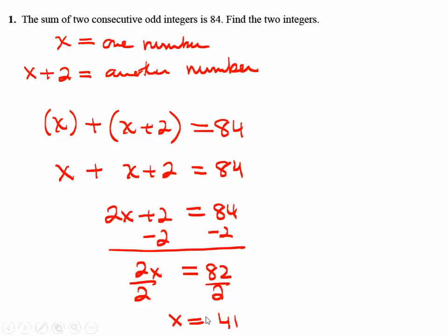Alright, and the only question here is, is 41 an odd integer? Yes. Did we get what we wanted? Yep. So that means, let's see, the next odd integer would be 43. Awesome. So the integers are 41 and 43.